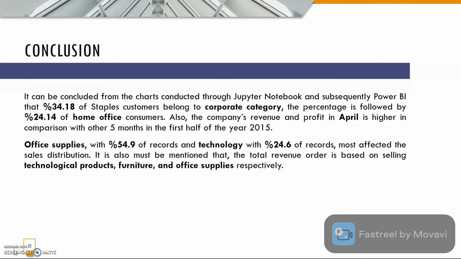So the conclusion is that with an increase in sales, the profit also increases in the month of May and decreases with the decrease in sales. It can also be concluded from the charts conducted through Jupyter Notebook and subsequently Power BI that 34.18% of Staples customers belong to the corporate category. The percentage is followed by 24.14% of home office consumers.